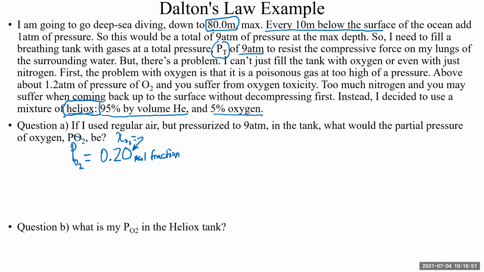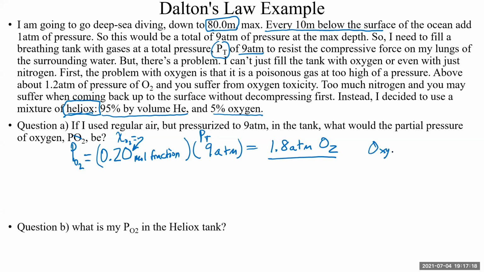Even if it's by volume, assuming you have the same pressure and temperature, volume fractions are the same as mole fractions. So my partial pressure of oxygen is just going to be my mole fraction of oxygen multiplied by the total pressure. In this case, we're setting the total pressure to 9 atmospheres. So what do we get? Well, we get 0.2 times 9. That's 1.8 atmospheres of oxygen.